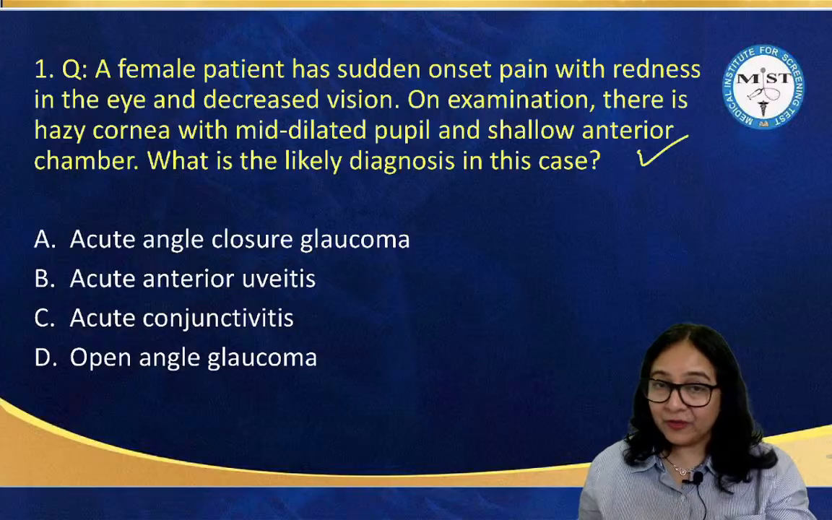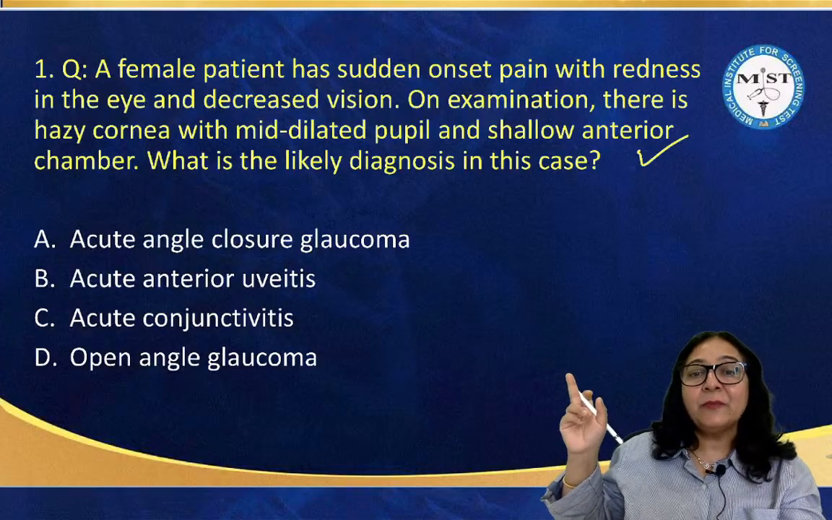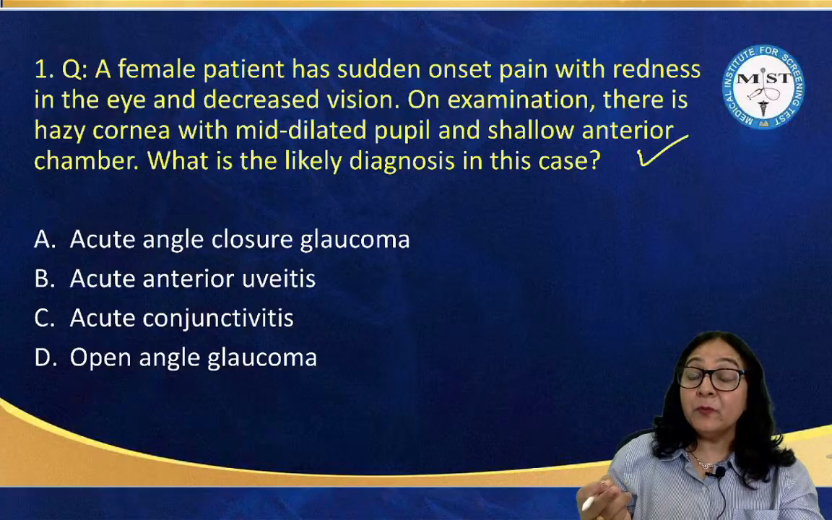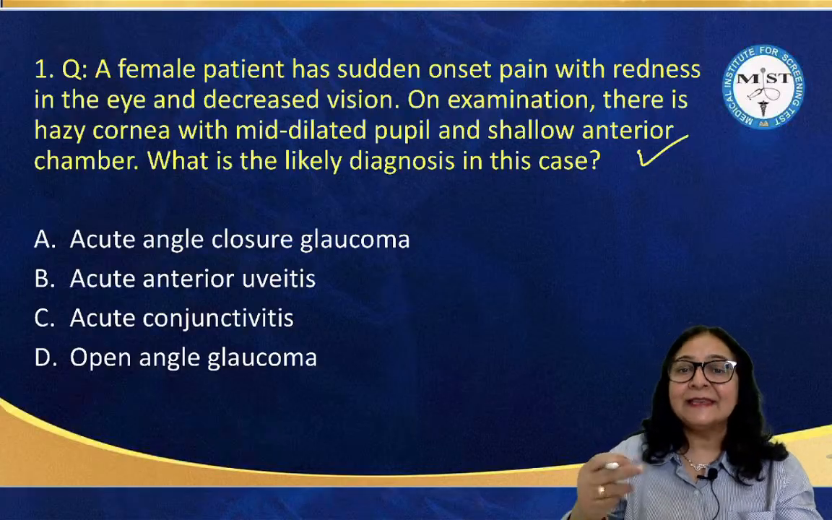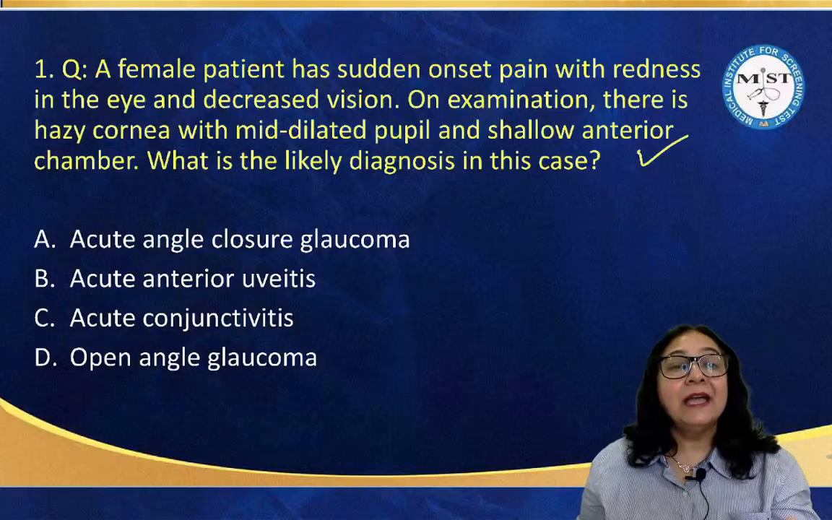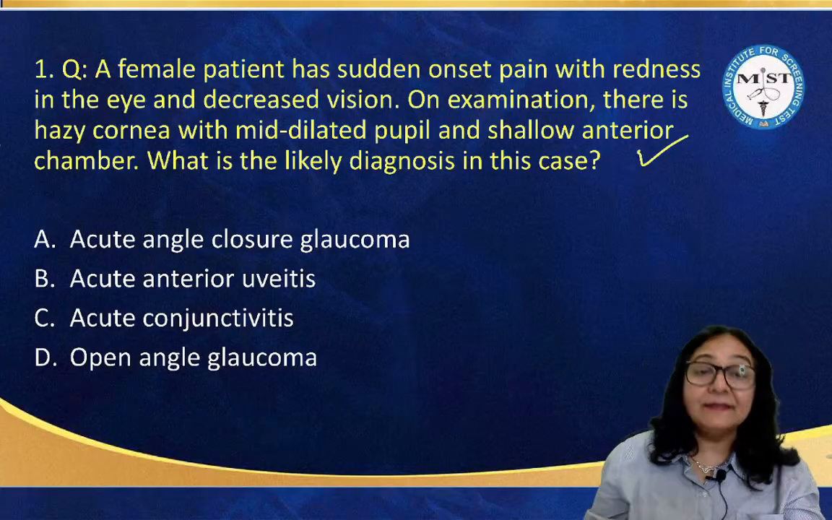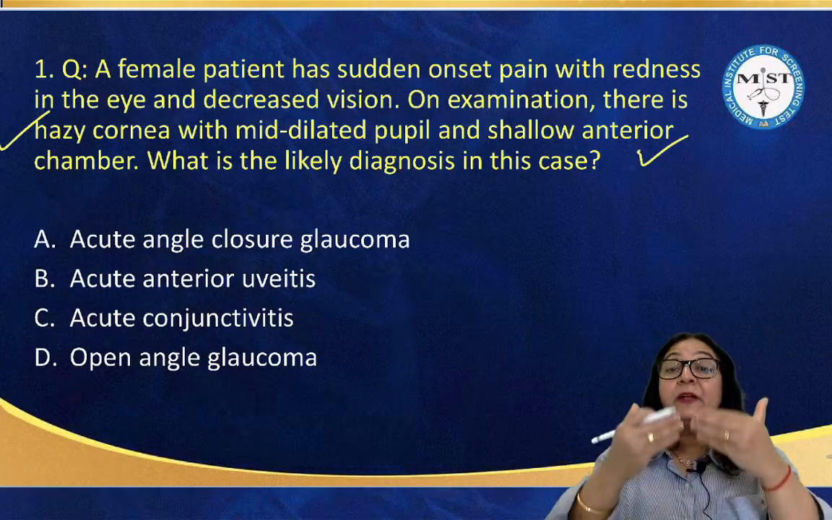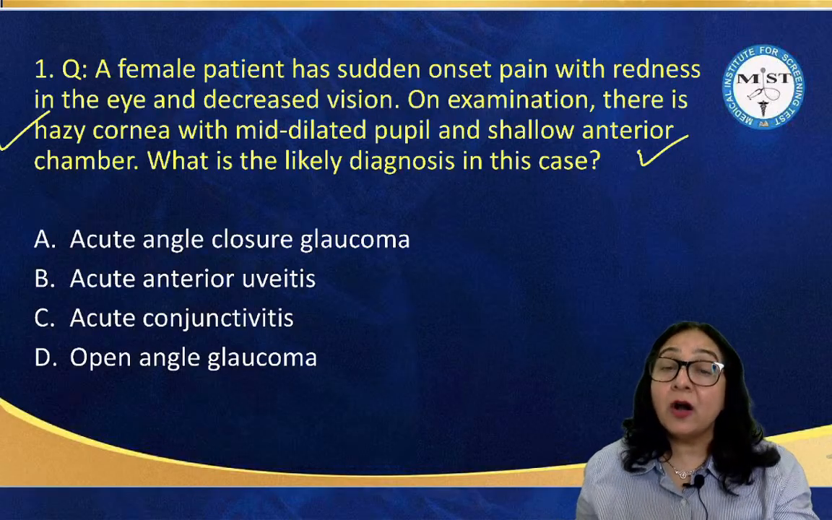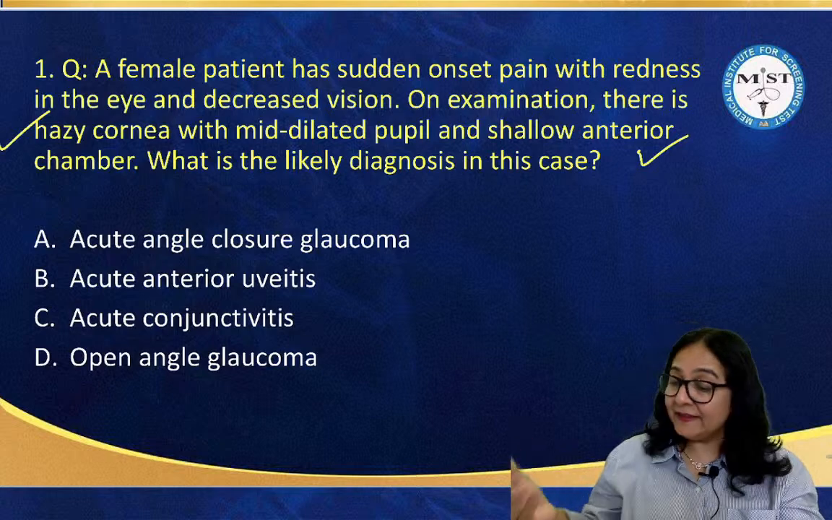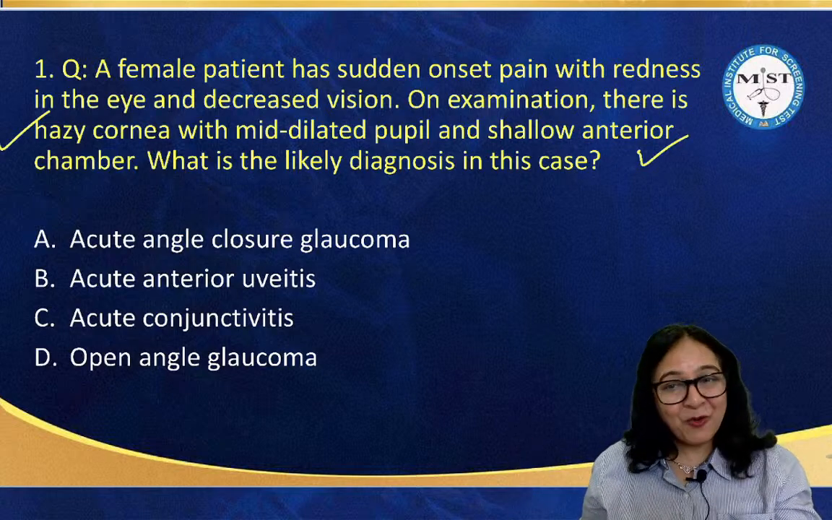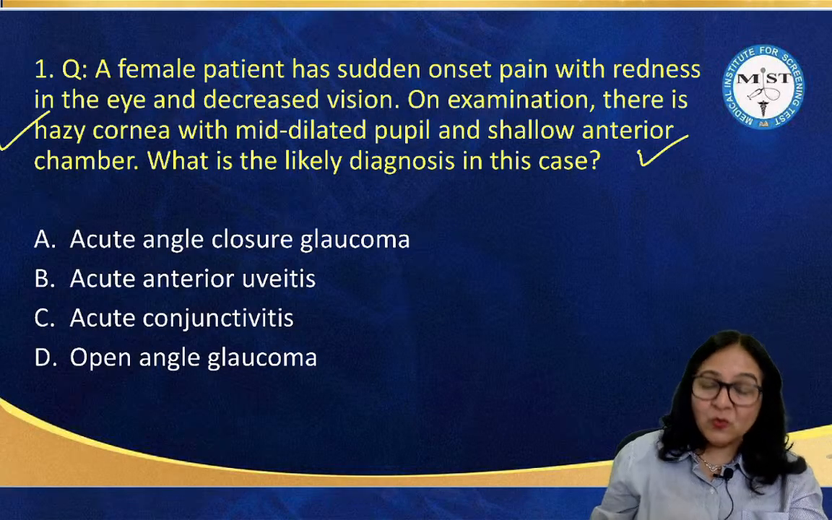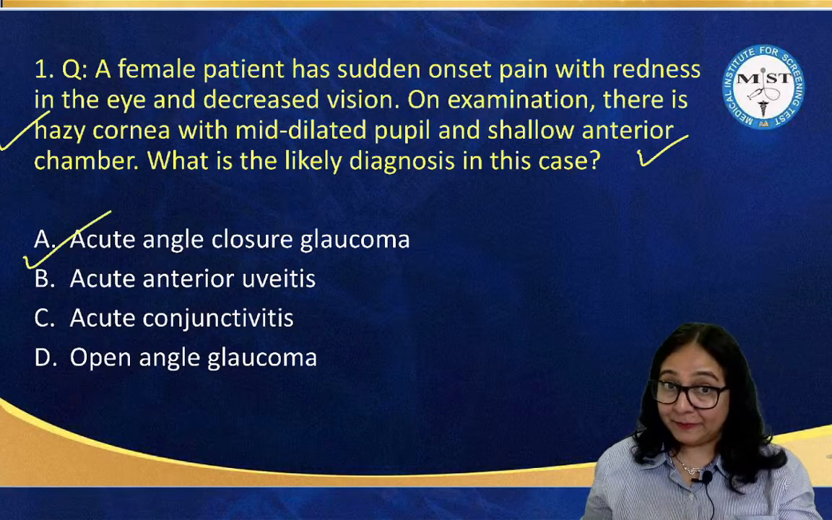Okay, so decreased vision with painful red eye, mid-dilated pupil which is not reacting to light, it can be oval in shape, hazy cornea. The corneal haze is because of the corneal edema, which is there because of the high intraocular pressure. So obviously, as all of you are telling me, and I hope you marked it right in the exam as well, the answer is acute angle closure glaucoma.